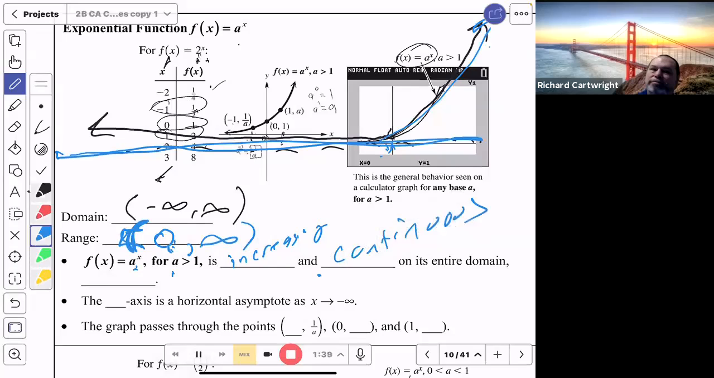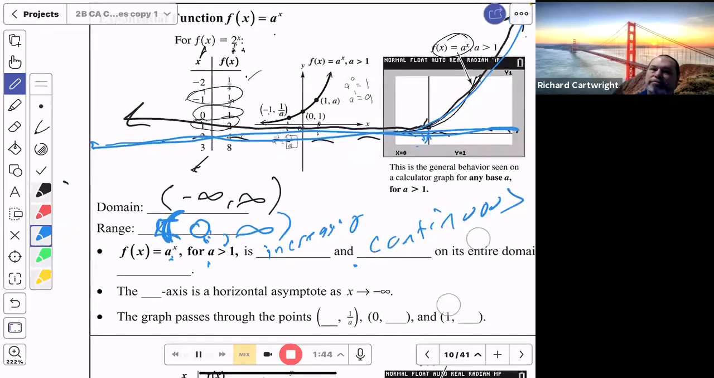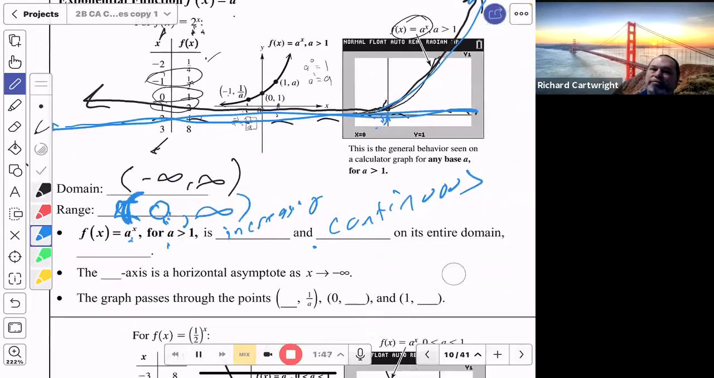I think I can get away with it this time, because it really is continuous everywhere. It also is 1-to-1, so I'm pretty sure I can just say continuous on the domain of negative infinity to infinity. And then I already told you about this asymptote. On the parent function, it's the x-axis. Unless you shift the function up or down, the asymptote never changes.